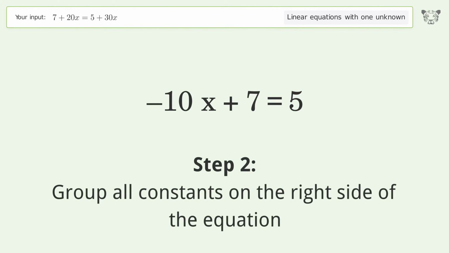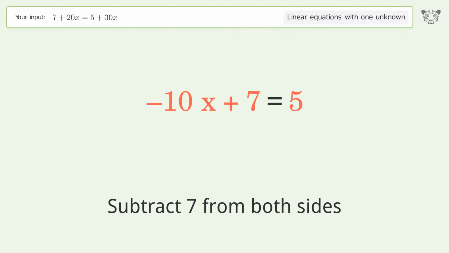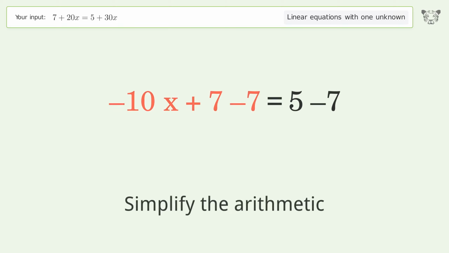Group all constants on the right side of the equation. Subtract 7 from both sides. Simplify the arithmetic.